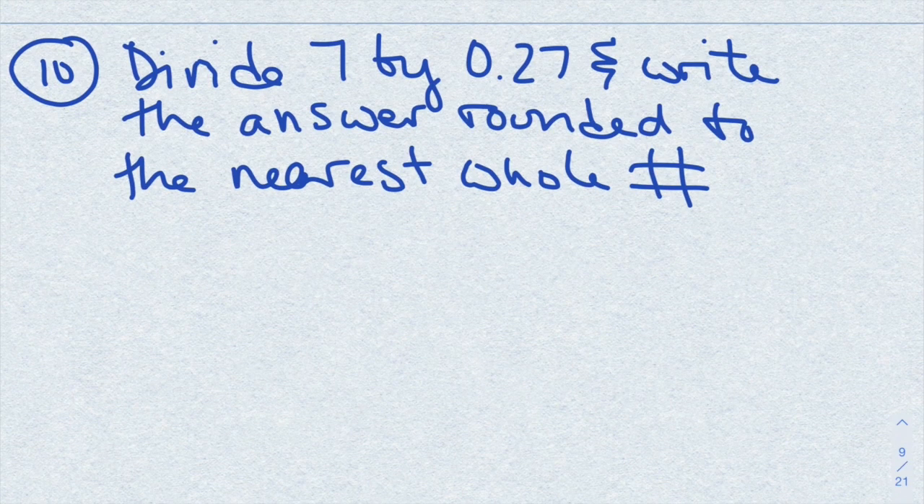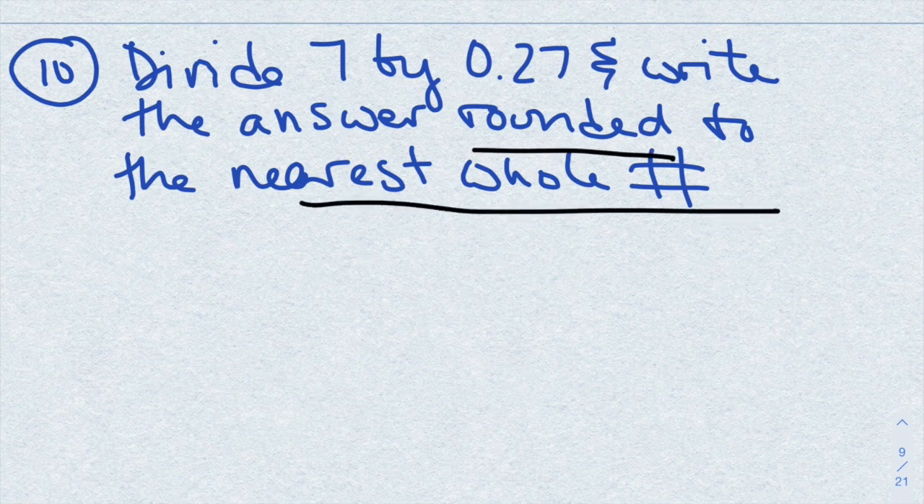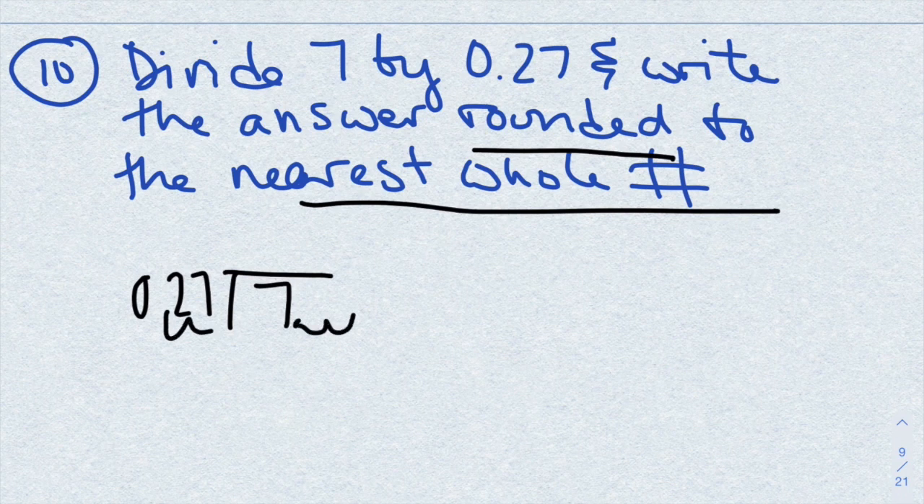Number 10, divide 7 by 0.27 and write the number rounded to the nearest whole number. So I need to definitely round when I'm done. 7 goes in the box. I'm dividing it by 0.27. I move my decimal over 2 places on both because I can't have a decimal outside my house. That means that my new equation is 700 divided by 27.